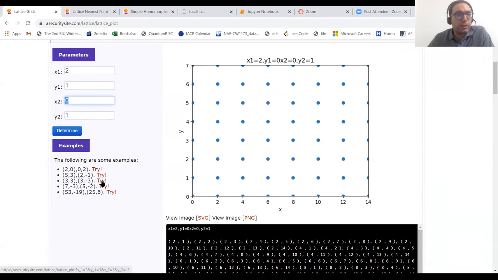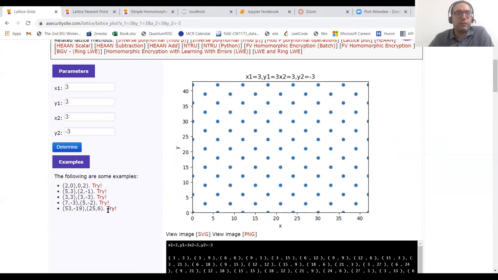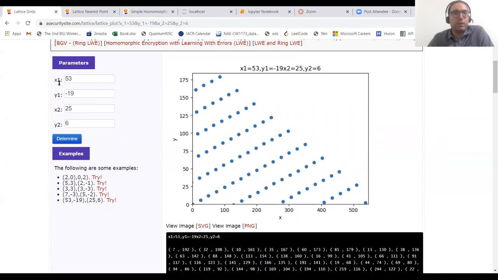You can try different bases here and see different lattices. Here base 1 is 53 and minus 19, and base 2 is equal to 25 and 6.